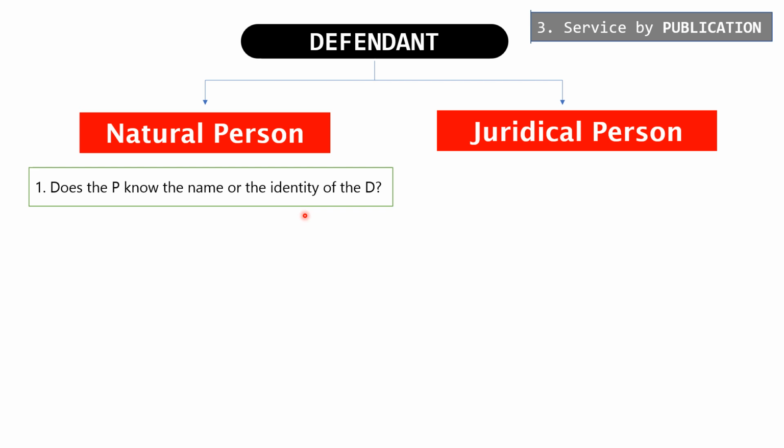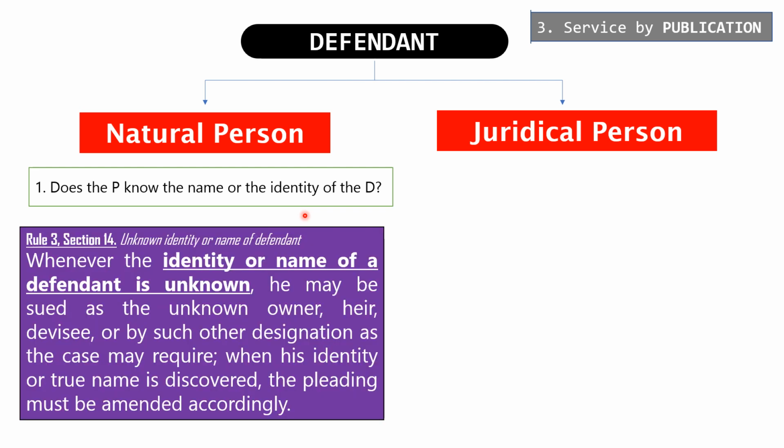May magtatanong sa inyo, bakit attorney, pwede ka bang mag-file ng isang kaso sa tao na hindi mo naman kilala or hindi mo nga alam ang pangalan niya? Answer is, yes. If you're going to read your Section 14 of Rule 3 sa civil procedure, ano ang sinasabi ng Section 14? Whenever the identity or the name of a defendant is unknown, the law still allows you to sue that person, and that person will be sued as the unknown owner, heir, devisee, or by such other designation. And if you know now his name or his identity, then you will be amending the pleading accordingly.